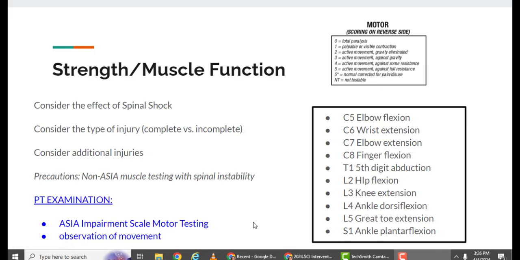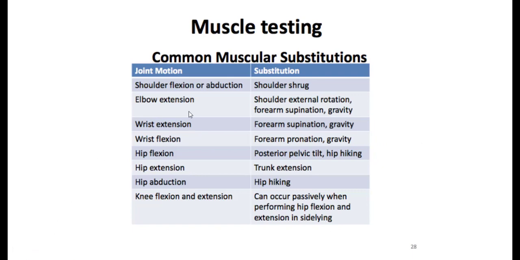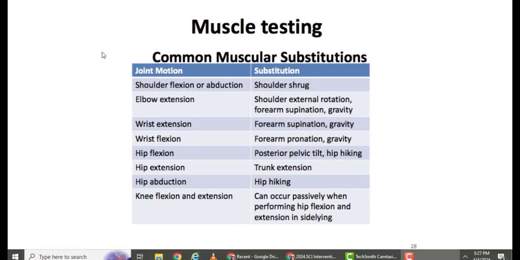And keeping in mind that we might have some precautions due to the spinal instability. There are some substitutions that you might see or that we might teach the patient to help them compensate. Initially, especially if we're trying to strengthen things, you might want to watch out for substitutions that come along. But again, sometimes we're teaching substitutions to help the patient get more movement or more function during functional mobility than they would typically have.